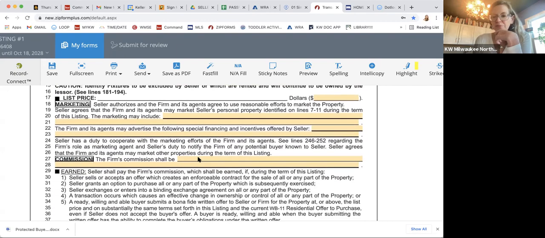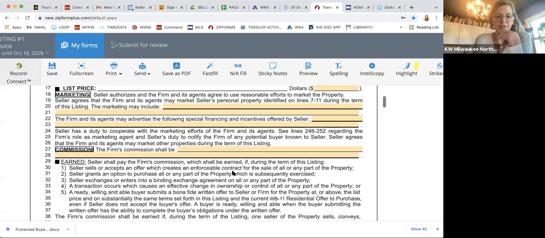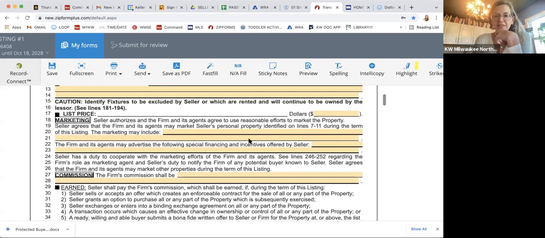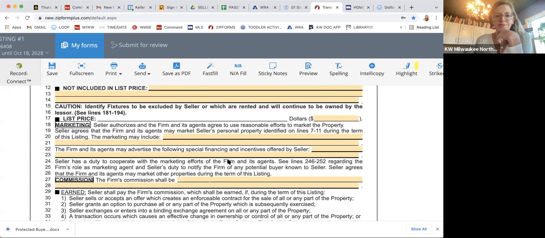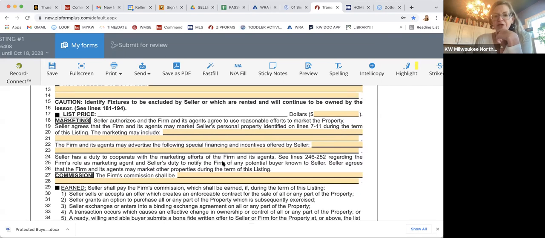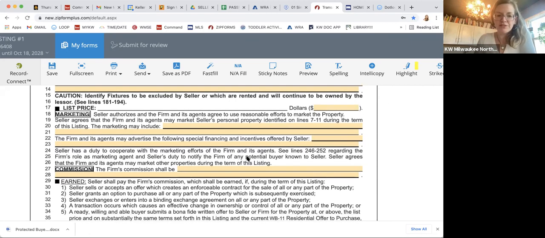Line 17, you're going to put in the list price. And just as a comment, in practice, when I'm explaining a listing contract to a seller, I think list price is probably the last thing that I visit with them. We'll go through the whole contract, and then we'll revisit and do list price last if we're not sure yet. Kind of same with offer price, it's usually the last discussion point.